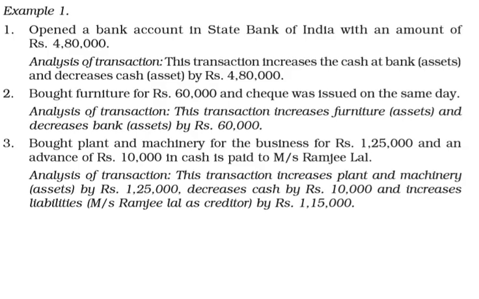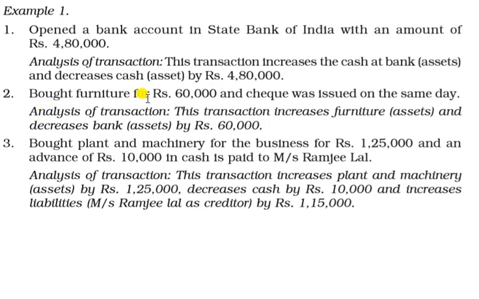Let us check another example. Opened a bank account in State Bank of India with an amount of rupees 4,80,000. Before doing the accounting equation, we have to analyze the transaction. In this transaction, the owner opened a bank account in the State Bank of India with rupees 4,80,000. So cash at bank, one asset, is increasing, and the cash in hand is decreasing. That means cash, an asset, is decreasing by 4,80,000.